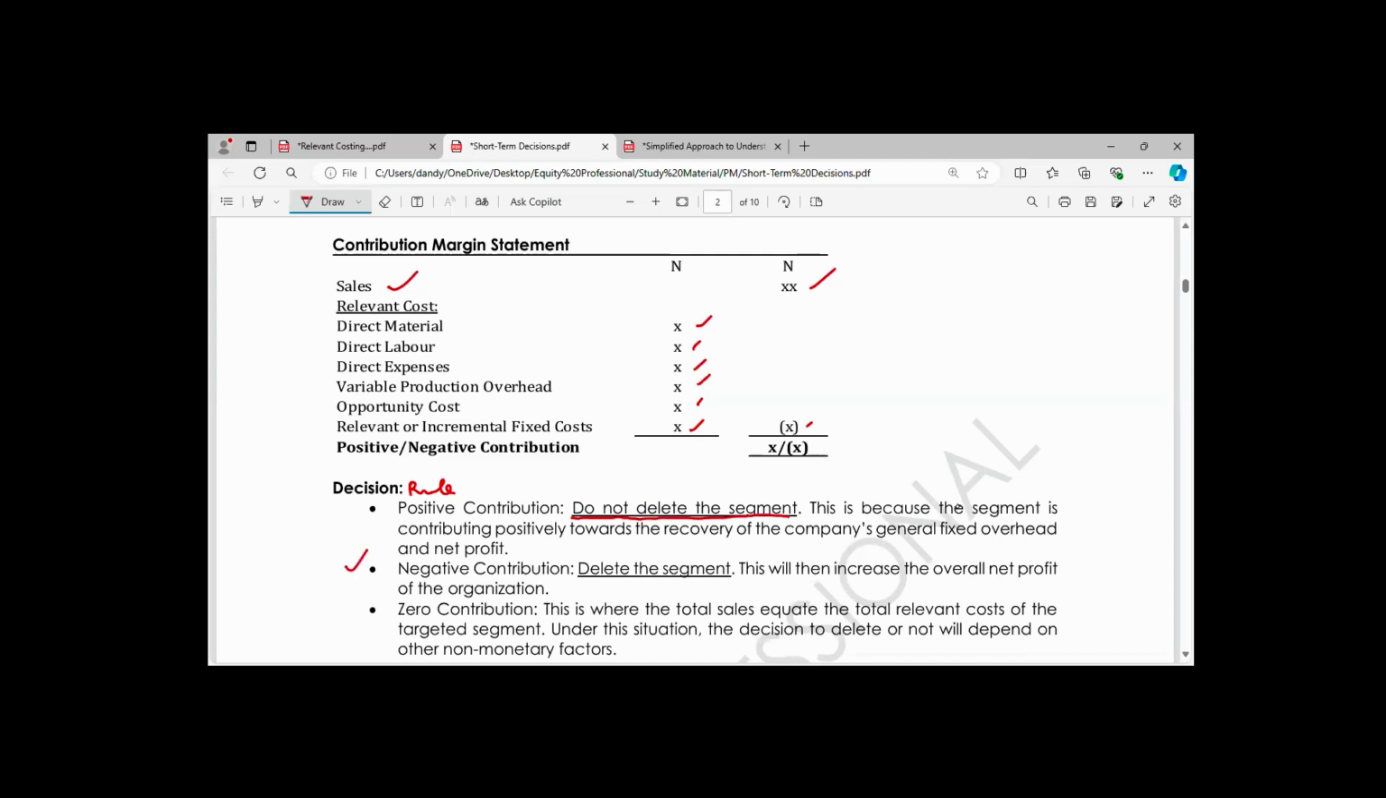Decision rule number 2. If your calculation shows a negative contribution, your advice should be that the company should delete the segments. The segment should be deleted. This will then increase the overall net profit of the organization, because a negative contribution will depress the net profits. So if a negative contribution is generated, it's better to discontinue that particular segment in order to enhance the operating performance, that is the net profit of the organization. So under negative contribution, please, you delete the segment. That should be your advice.